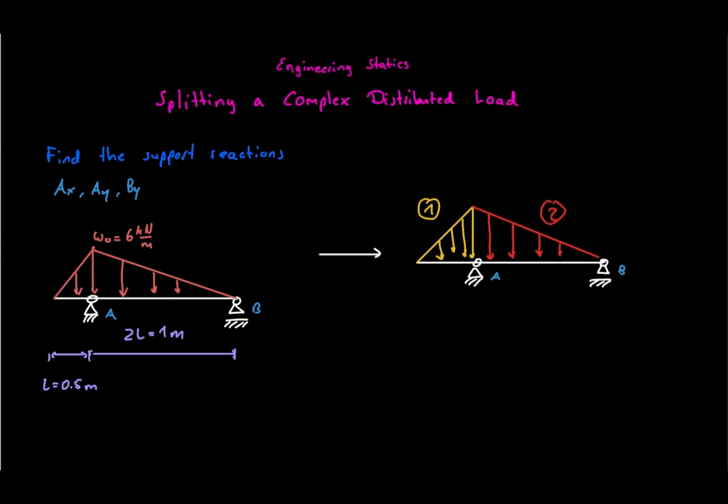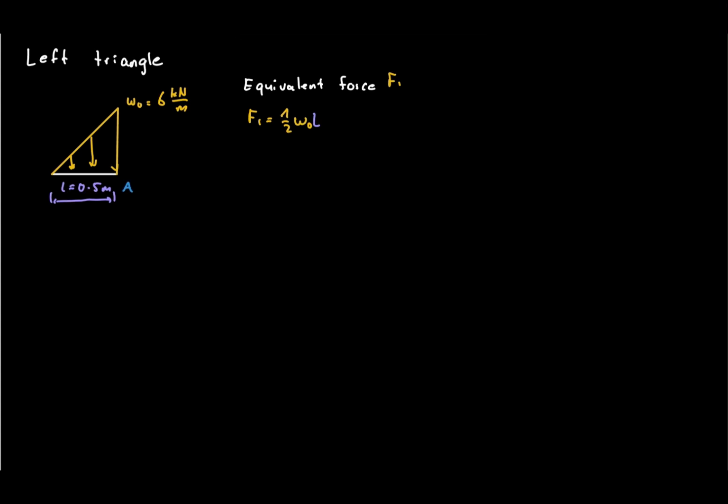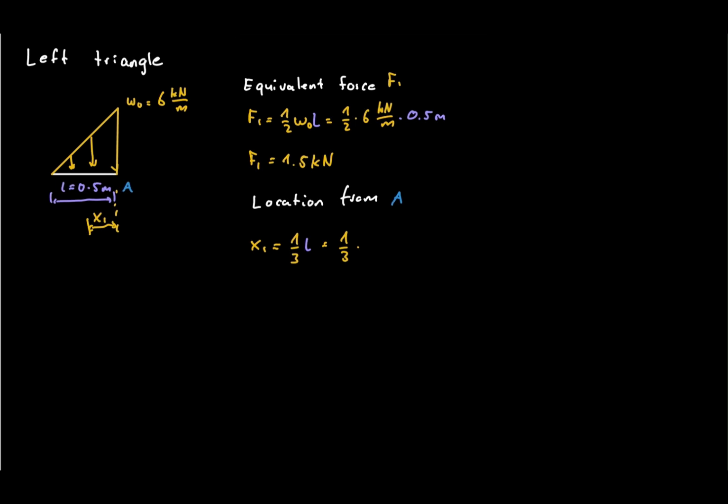The left triangle acts over a length of 0.5 meters, while the right triangle acts over a length of 1 meter. We begin with the left triangle. The equivalent force equals the area of the triangle. Therefore, the force is 1/2 times 6 times 0.5, which gives 1.5 kilonewtons. The equivalent force acts 1/3 of the base length from the larger side of the triangle. Since the larger side is located at support A, the force acts 0.167 meters to the left of A.